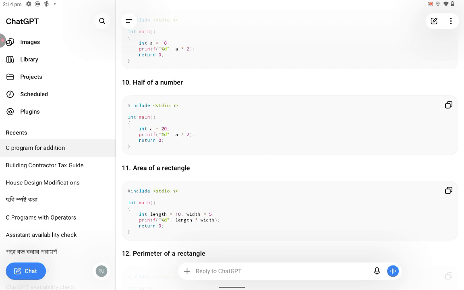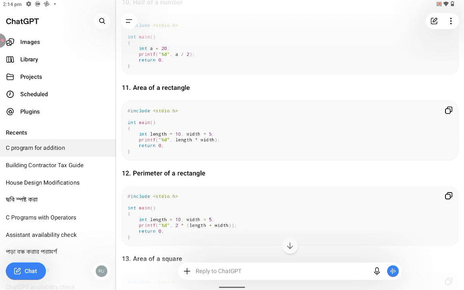Here half of a number, like divide by 2. Half of 10 is 5. How to find 10 by 2? Here you can see the program.